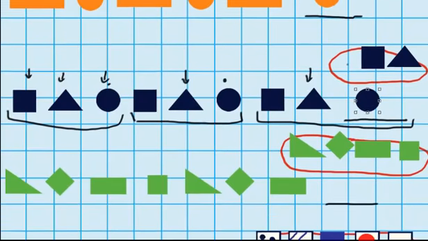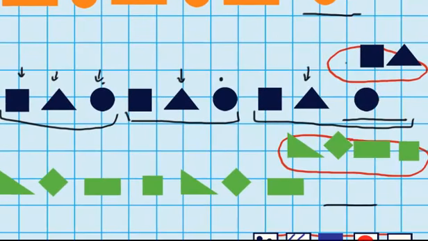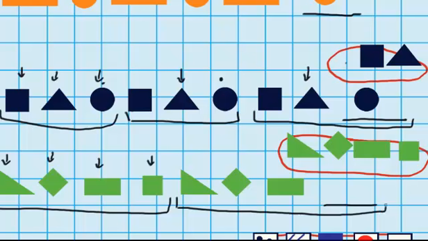Now let's go down and try this green pattern. Well, I can see there's even more shapes in this one. There's a triangle, there's a diamond, there's a rectangle, and there's a square. So I can see that this pattern is made up of 4 shapes. And here, with this triangle, it starts to repeat itself again. And when I put in my last shape, I will have completed the pattern a second time.